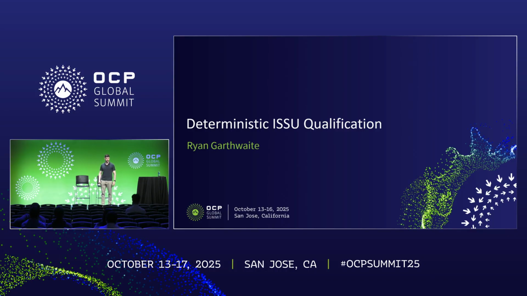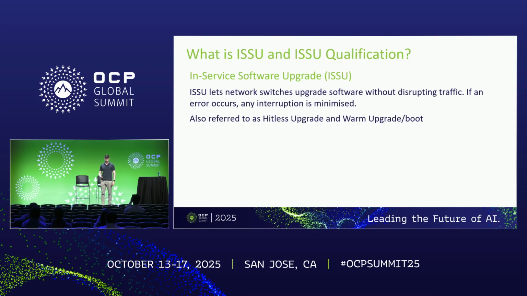Today I'm going to talk about deterministic ISSU qualification. What is ISSU? ISSU lets network switches upgrade without dropping a single packet. The application running underneath is none the wiser that an upgrade even happened. In Sonic, we also refer to this as warm upgrade or warm reboot.